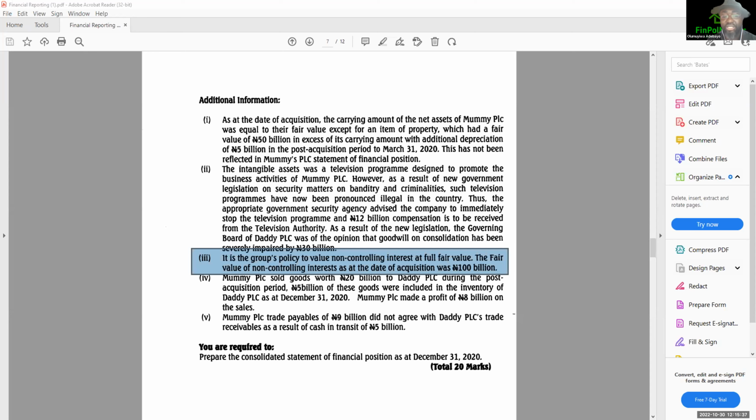NCI at proportionate share? What will have been the treatment of this impairment loss? Who can answer that question? Okay. Let me give Kade, who's raising up for the first time, the chance. Kade, over to you. Thank you, sir. It means the impairment loss is going to be for only the parent company alone. Okay, thank you very much.